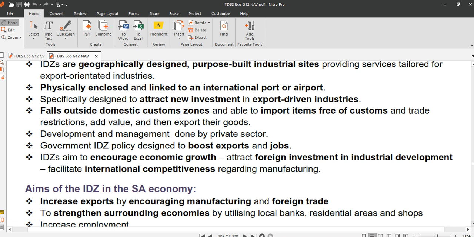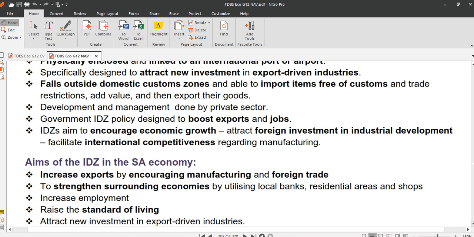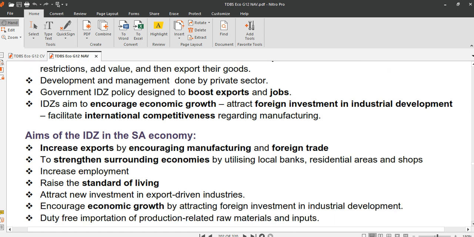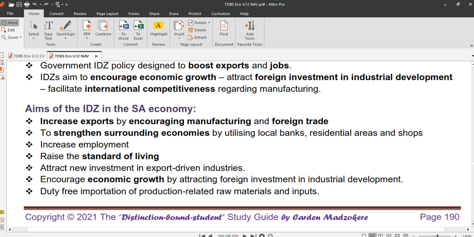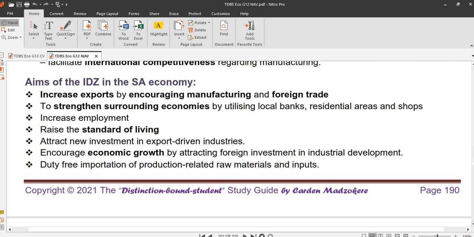Physically enclosed and linked to an international port or airport, specifically designed to attract new investment in export-driven industries. Falls outside domestic customs zones and able to import items free of customs and trade restrictions, add value, and then export their goods. Development and management done by the private sector. Government IDZ policy designed to boost exports and jobs. IDZs aim to encourage economic growth, attract foreign investment in industrial development, and facilitate international competitiveness regarding manufacturing.